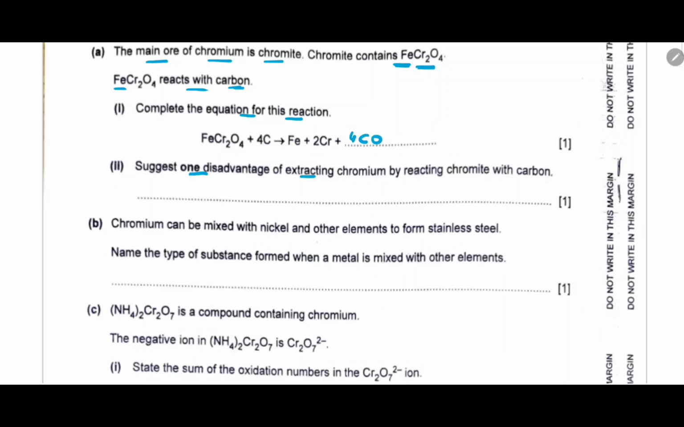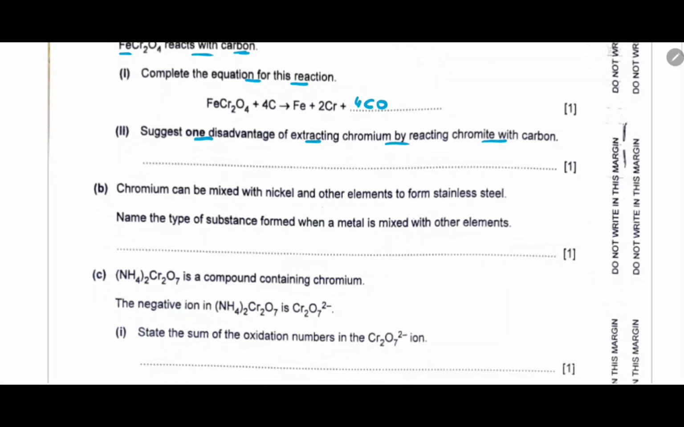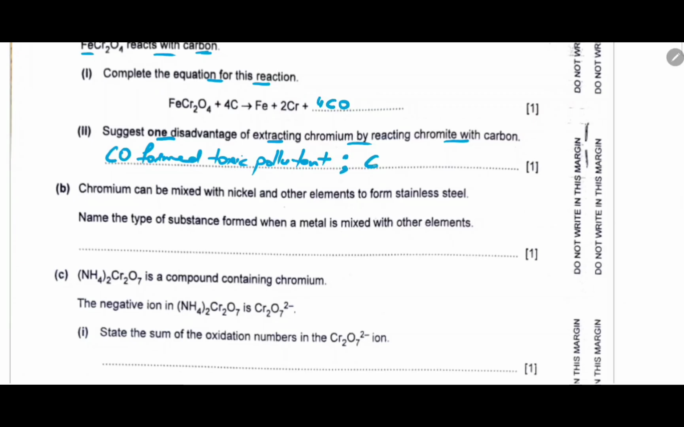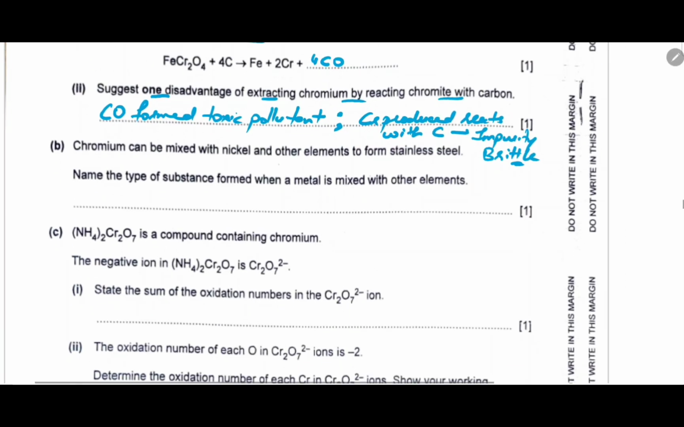Suggest one disadvantage of extracting chromium by this reaction. As we can see, carbon monoxide is formed, which is a toxic pollutant. So that can be a disadvantage. Along with this, I can also write that the chromium produced reacts with carbon, forming an impure chromium, and the chromium will become brittle. This can also be a disadvantage.